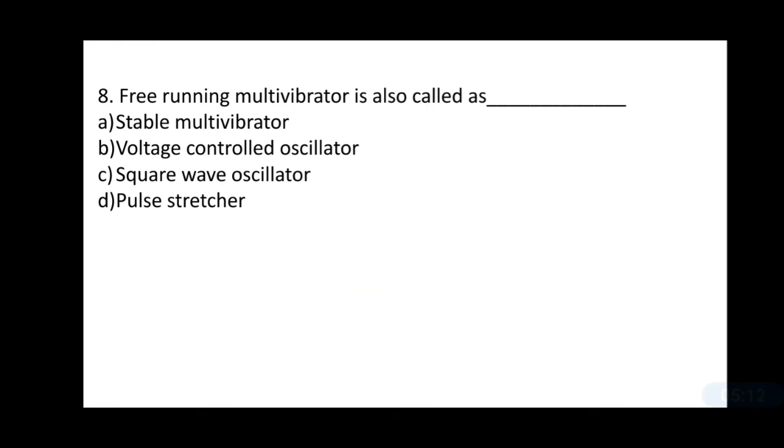Next, the free-running multivibrator is also called as dash dash. Option A, astable multivibrator. Option B, voltage controlled oscillator. Option C, square wave oscillator. Option D, pulse stretcher. The free-running multivibrator is also called a voltage controlled oscillator. Option B is correct.